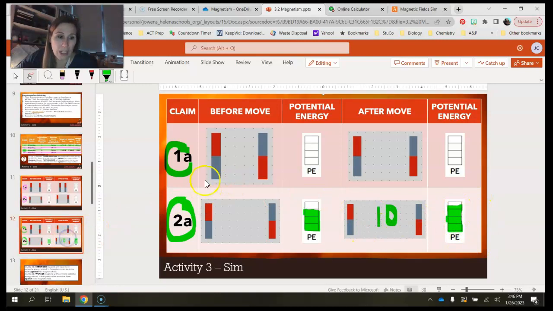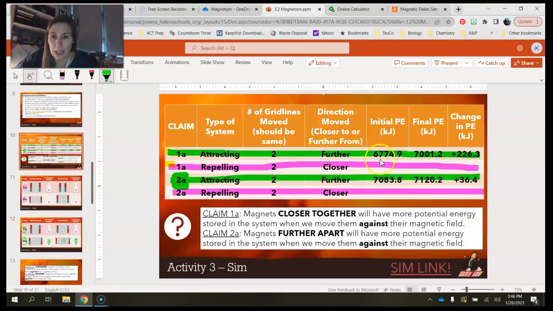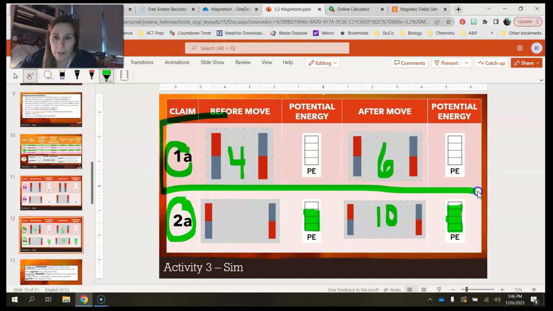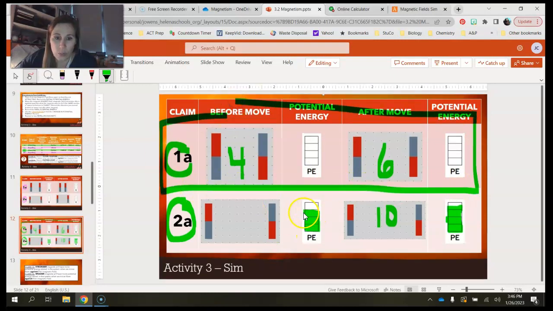Okay, 1A, we had less energy in that system. We only had 6,774 versus over 7,000 for our initial. Okay, so we had 4 grid lines apart for this one, and then we moved them 6 grid lines apart, so 2 against. So this system here is going to be less energy than this. So if we did 3 bars on here, maybe we only want to do like 2 on this one.